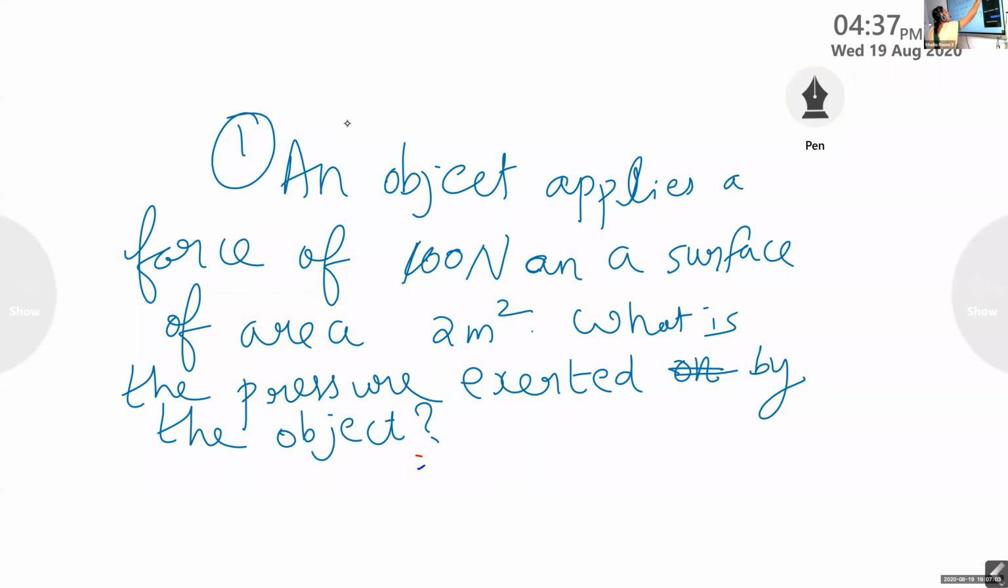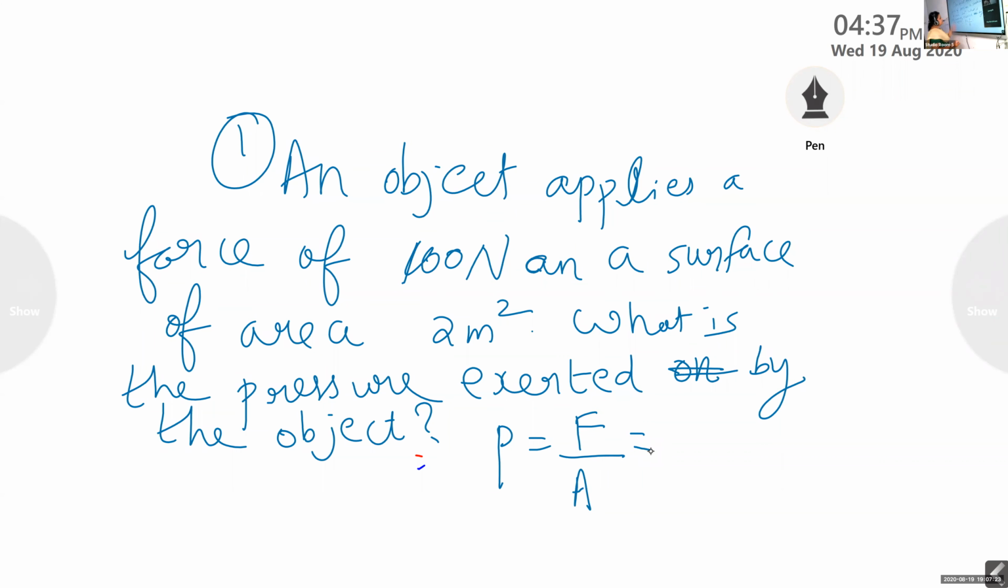Vinayak Joseph, what happened to your video? Nicola Mary, what is the formula to find the pressure? Force by the area on which the force is acted. Okay, so this is our equation: pressure is equal to force by area.